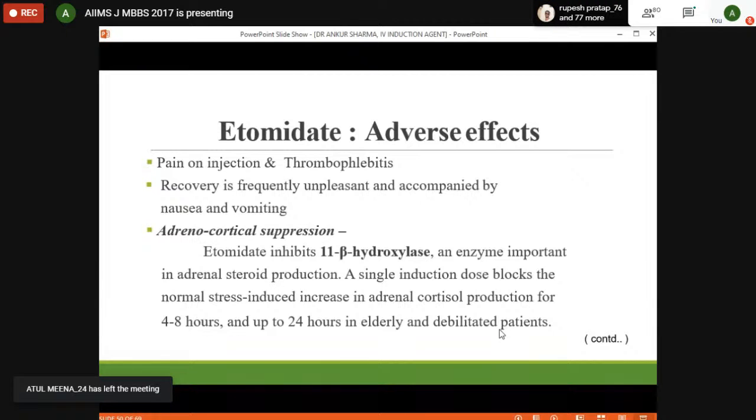Etomidate inhibits 11-beta hydroxylase, an enzyme important in adrenal steroid production. A single induction dose blocks the normal stress-induced increase in adrenal cortisol production for 4 to 8 hours, and up to 24 hours in elderly and debilitated patients.